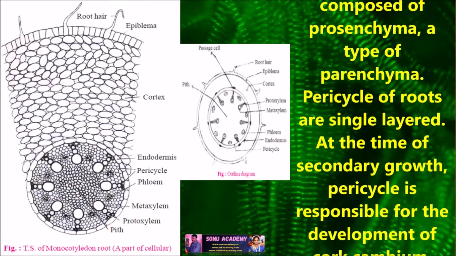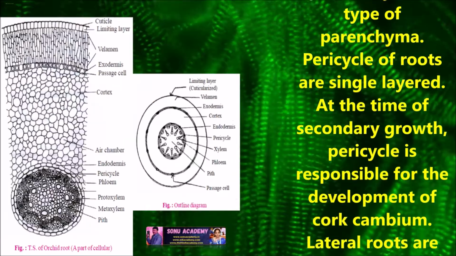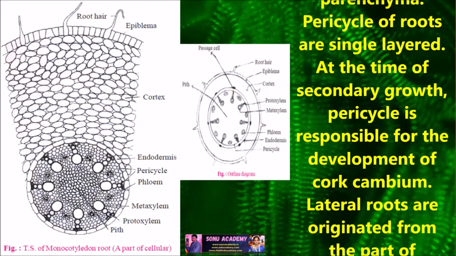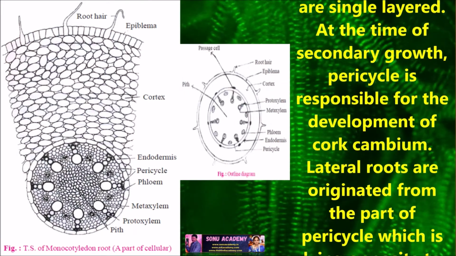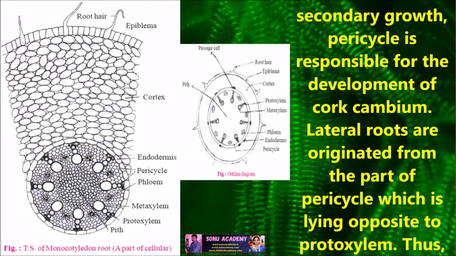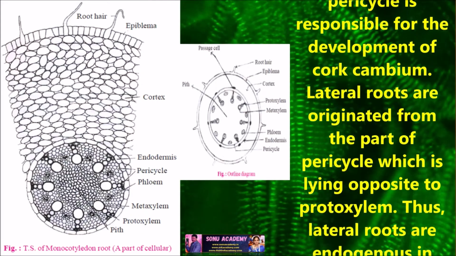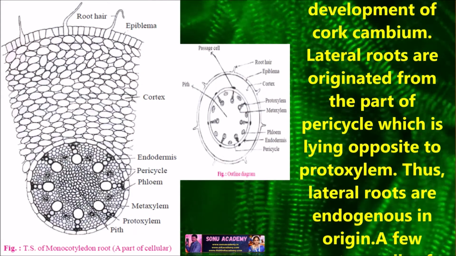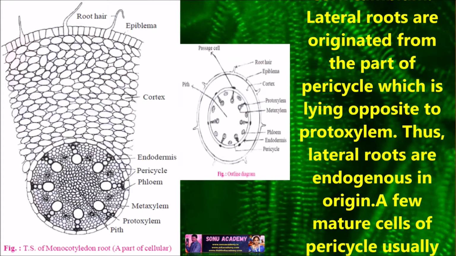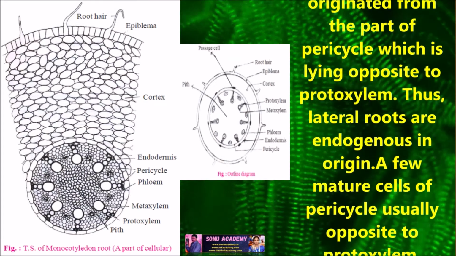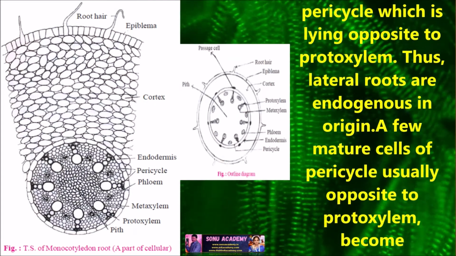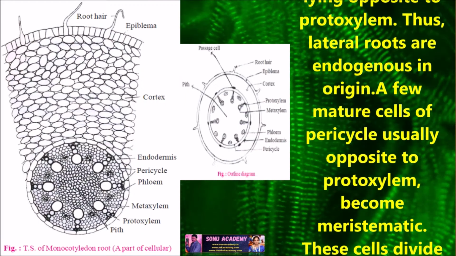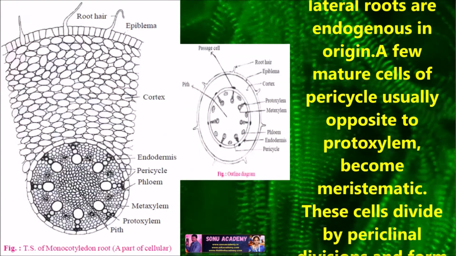Pericycle. It is a single layer composed of prosenchyma, a type of parenchyma. The pericycle of roots is single layered. At the time of secondary growth, the pericycle is responsible for the development of cork cambium. Lateral roots originate from the part of the pericycle lying opposite to the protoxylem. Those lateral roots are endogenous in origin.